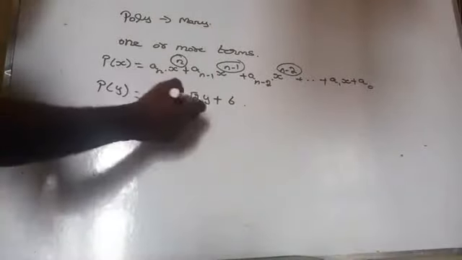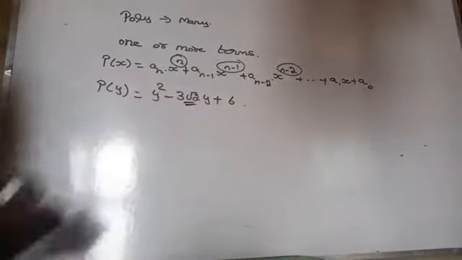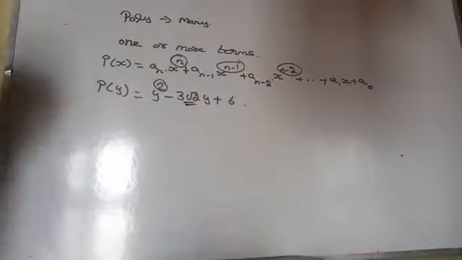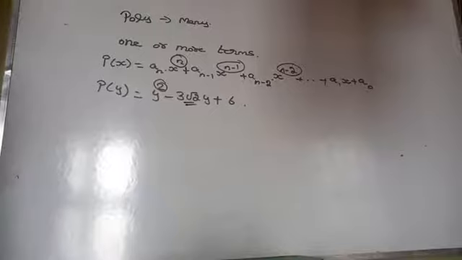So the coefficient should not be equal to 0, and the power of the variable should be a whole number. Then next point. Polynomials can be classified into two types. First one is based on degree. Another one is based on terms.